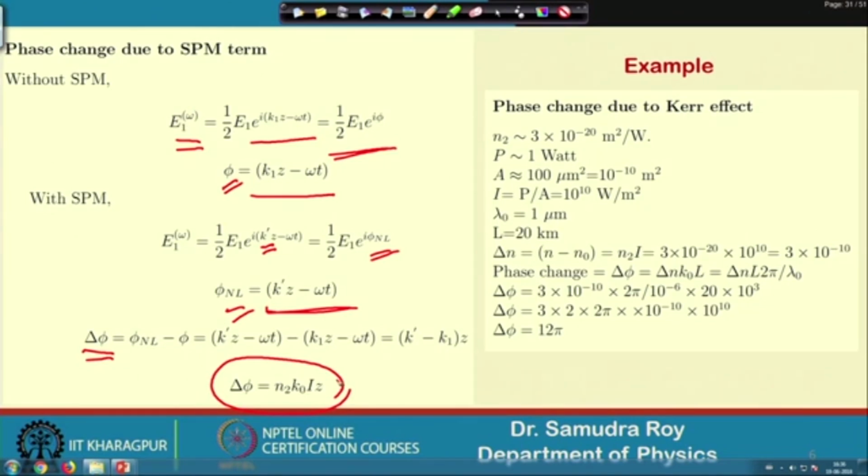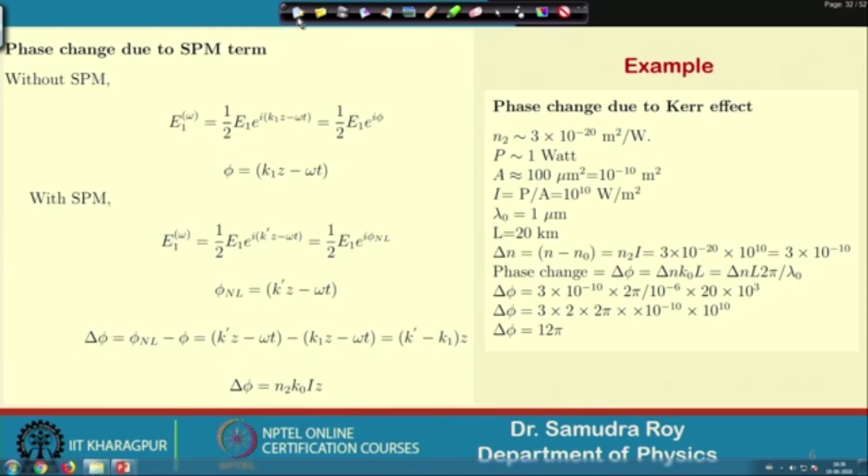The advantage of finding this form of phi is that we can readily find out, for a given intensity, what the change of the phase should be. So, N2 k0 I Z, all this value one can obtain, and here is an example of what the nonlinear phase shift should be if these values are given.